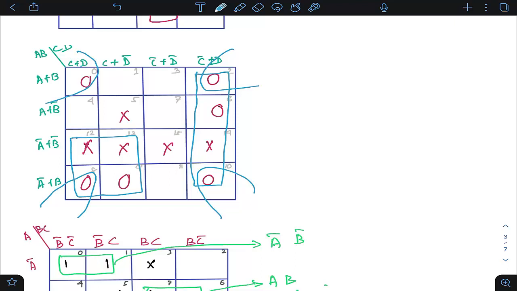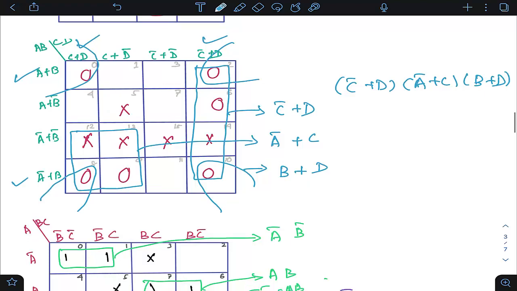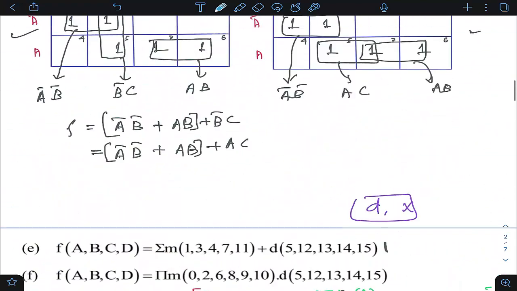So what is the answer you are going to get? For this group, the answer is C bar plus D, only the column value. For this one, from row you get A bar, and from column you get C, so A bar plus C, because each term will give you a sum term. Then you are left with the diagonal one. So this is under the influence of first row and last row, so the common variable is B, and first column and the last column, so this is D. So the answer is C bar plus D, and A bar plus C, and B plus D. Okay, so this is how you tackle these situations.